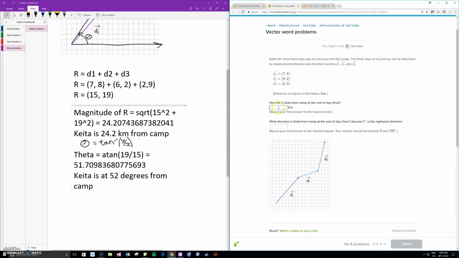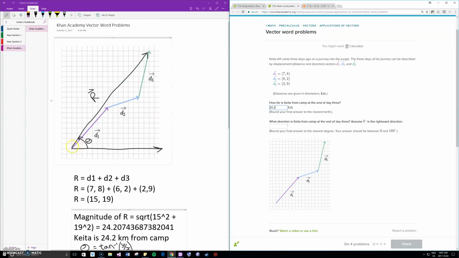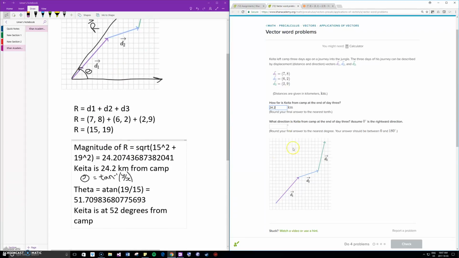So let's shove these answers into here and see if I'm right. Kader is 24.2 kilometers from camp. That's the magnitude of R. And what direction is Kader? That's the theta value. We use the arctan of y over x, and we get 52 degrees.